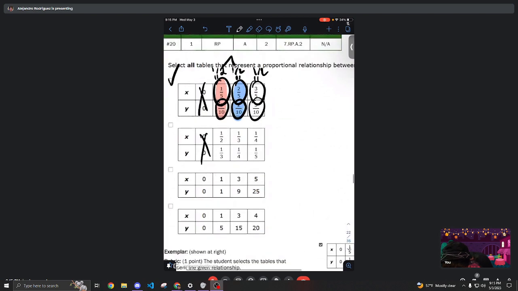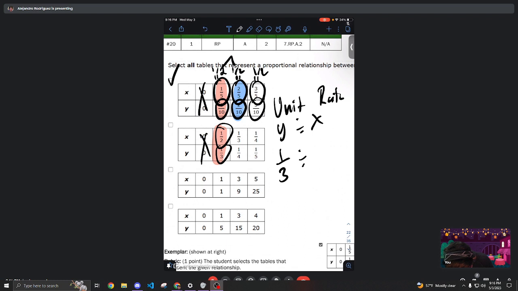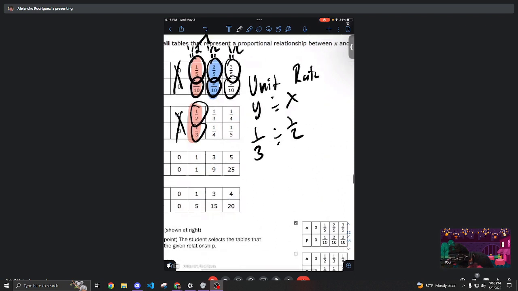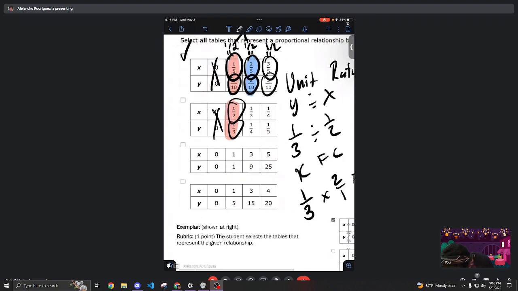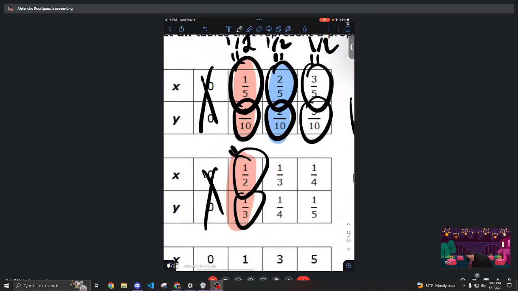Let's start with the first entry, which I'm going to do in red. Let me find the unit rate of this one, which is y divided by x. My y value is 1 over 3. My x value is 1 over 2. I'm going to apply KFC, keep, flip, change. And so my unit rate for the first one is going to be 2 over 3. The unit rate here is 2 over 3.